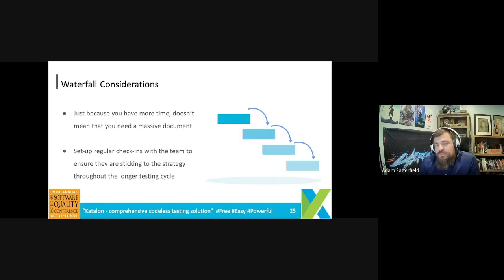Then from a waterfall standpoint, just because you have more time doesn't necessarily mean that you need a 150-page document. Repeat that for all of my waterfall warriors here, okay? Just because you have the time doesn't mean that you need to spend that time documenting everything. What you wind up with is a big bloated document that nobody wants to read. It gets out of date very easily, and people are gone. And then the strategy is just forgotten about and it's not followed.